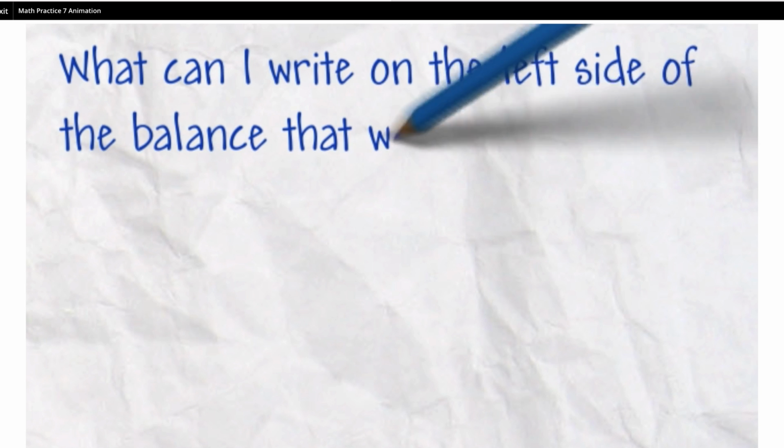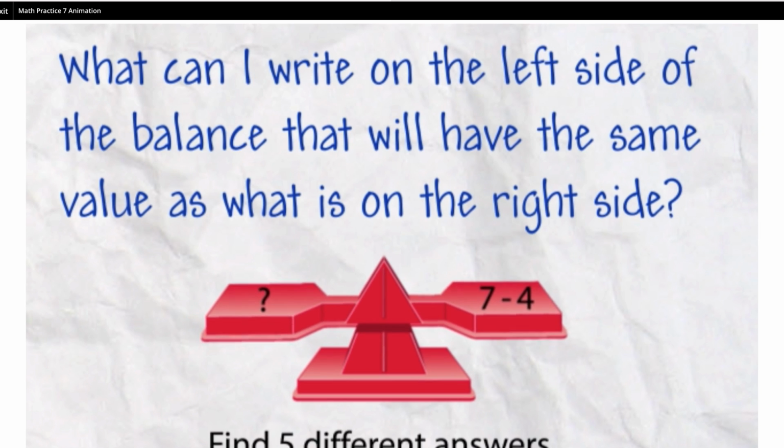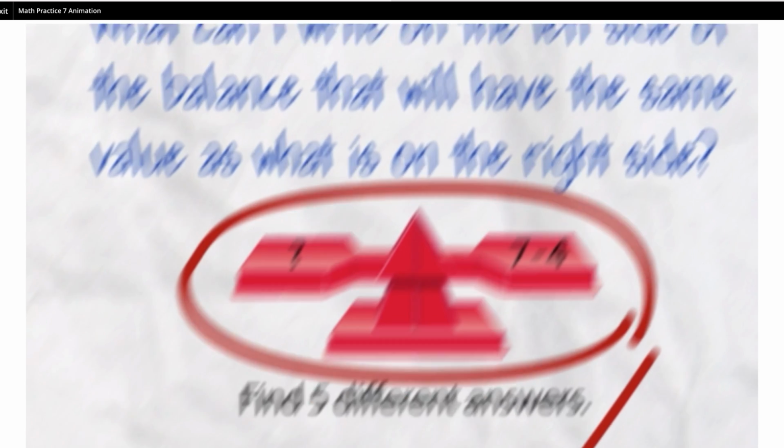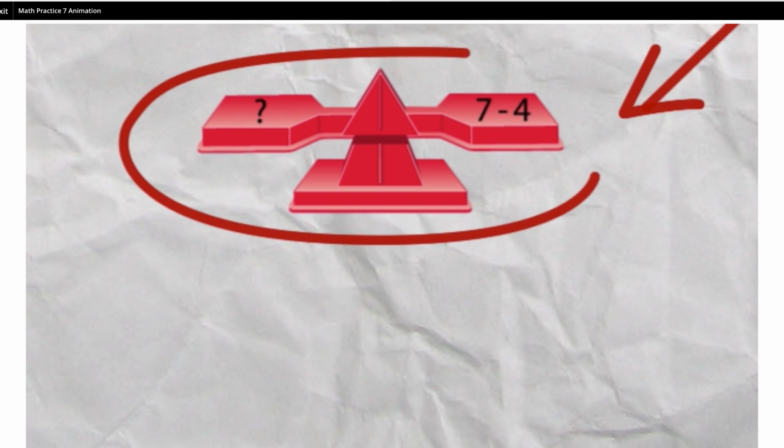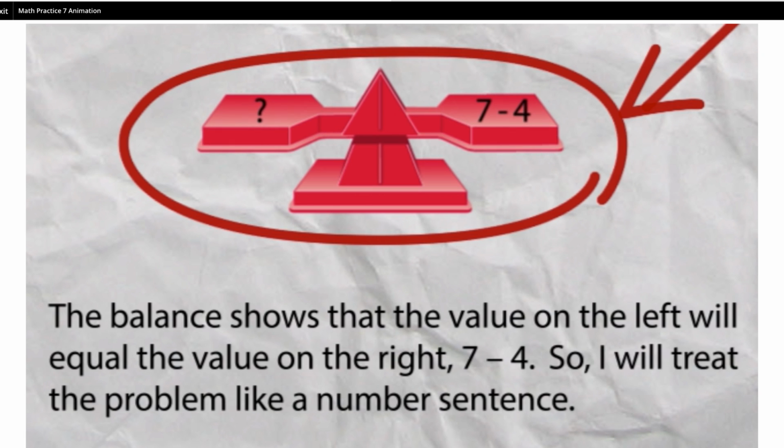Ask yourself, what can I write on the left side of the balance that will have the same value as what is on the right side? Find 5 different answers. The balance shows that the value on the left will equal the value on the right, 7 minus 4. You might tell yourself, so I will treat the problem like a number sentence.